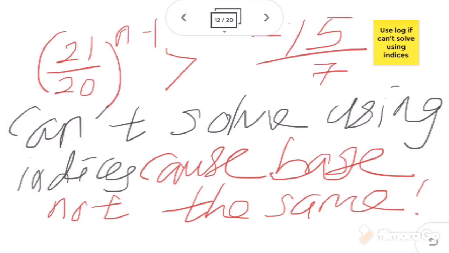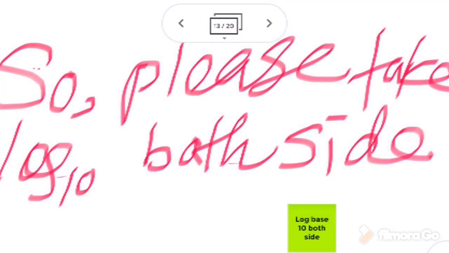Okay, take log base 10 both sides. Log 10 of (21/20)^(n-1) is equal to log 10 of 15/7. So please use the power law, bring the power n minus 1 to the front. So it becomes (n minus 1) times log 10 of 21/20 is more than log 10 of 15/7. Now you need to bring the log 10 of 21/20 to the right hand side to be divided. Okay, so n minus 1 is more than log 10 of 15/7 over log 10 of 21/20.